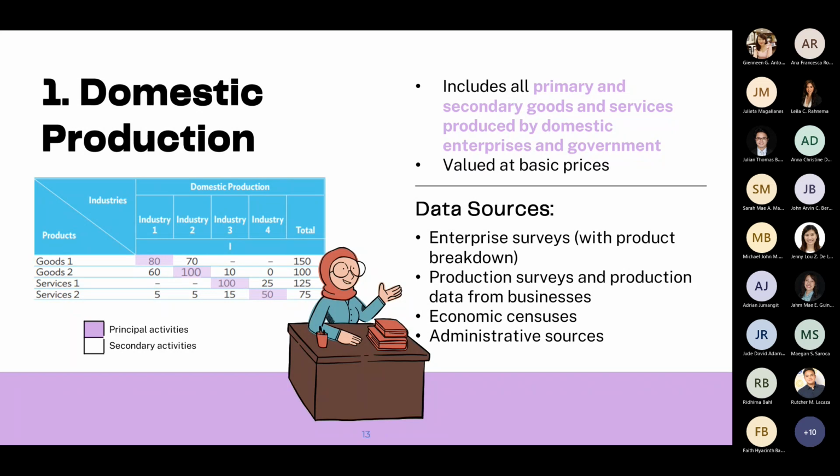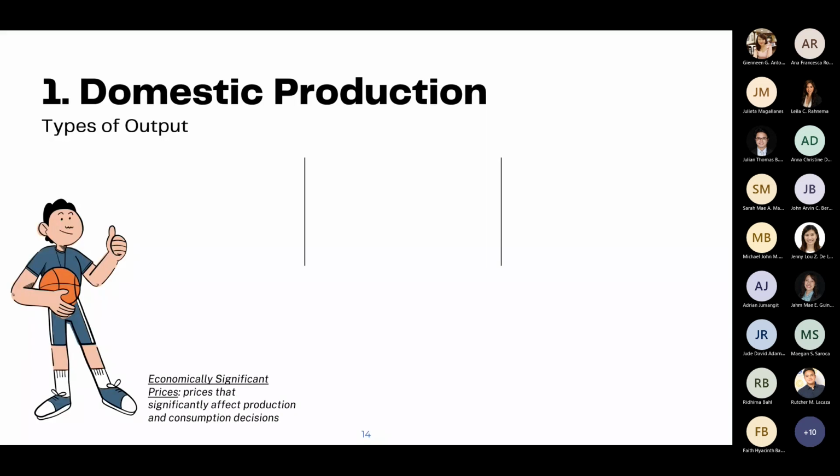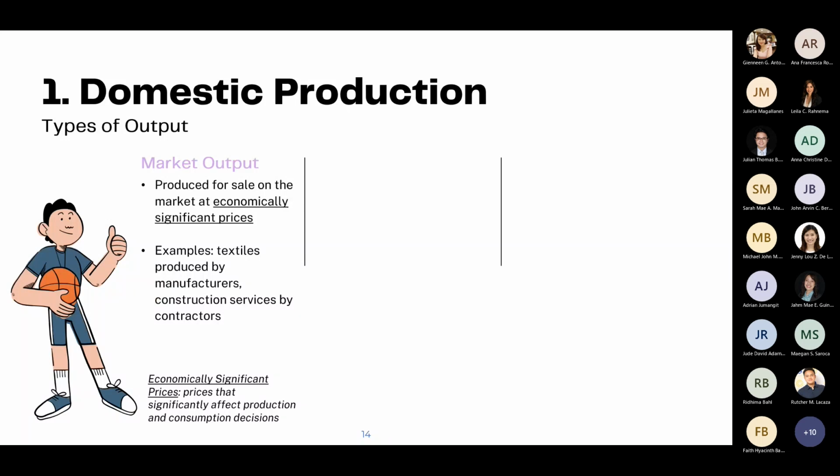So that said, as we try to observe all forms of output in the economy and measure them, we will notice that not all output by industries are tangible or easily observable, and moreover, not all of them may be sold to the market. In fact, there are three types of output. First would be market output. So market output is produced for sale, is output of goods and services that are produced for sale on the market at economically significant prices. So we have a keyword here, economically significant prices.